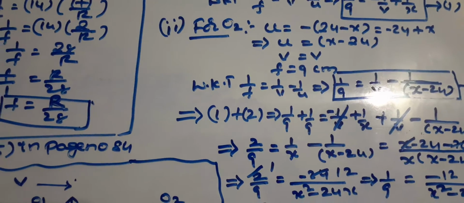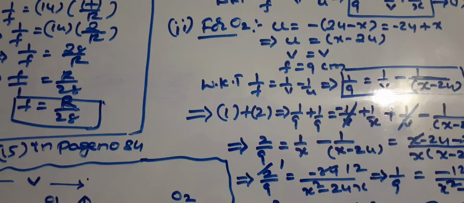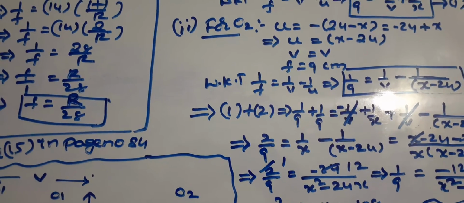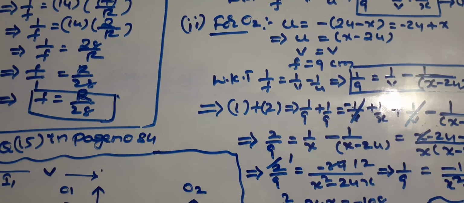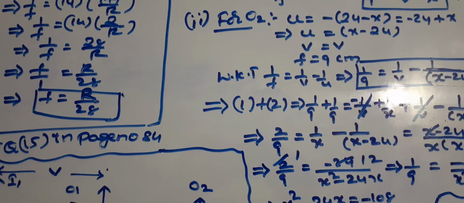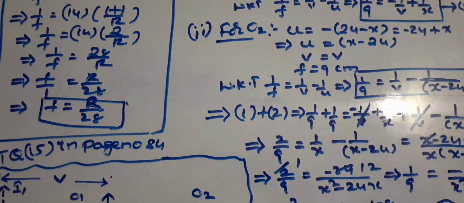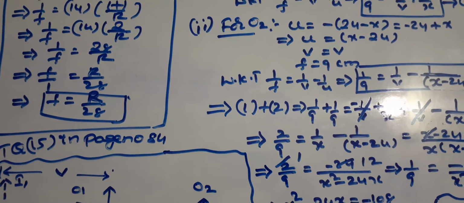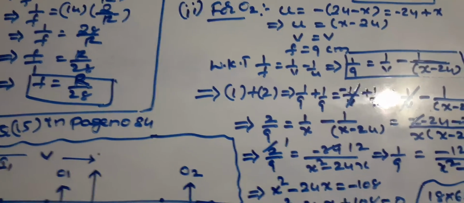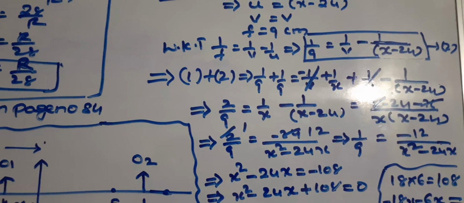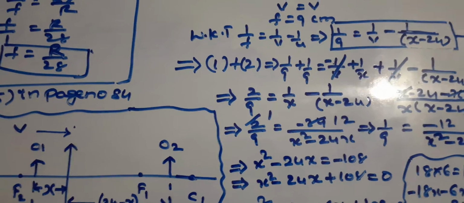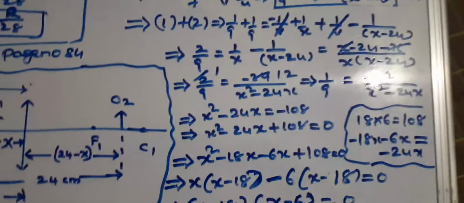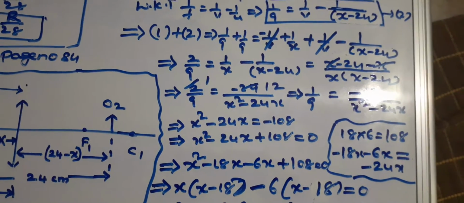For object 2, object distance is minus of 24 minus x, that is minus 24 plus x, which is equal to x minus 24. Image distance is v, students. So from sign convention, object distance is minus and image distance is plus, and focal length is 9 centimeter. From lens formula we can get equation 2, students. Now adding equation 1 and 2.